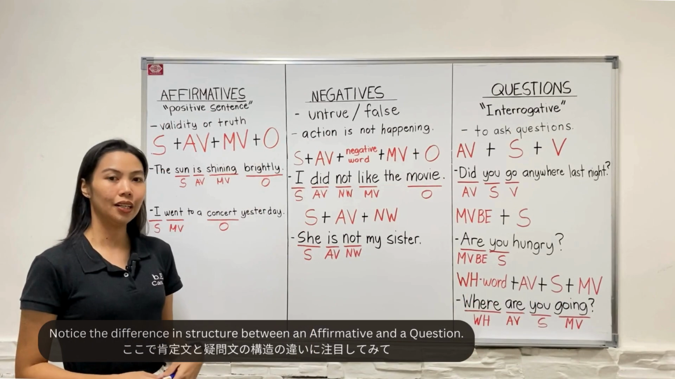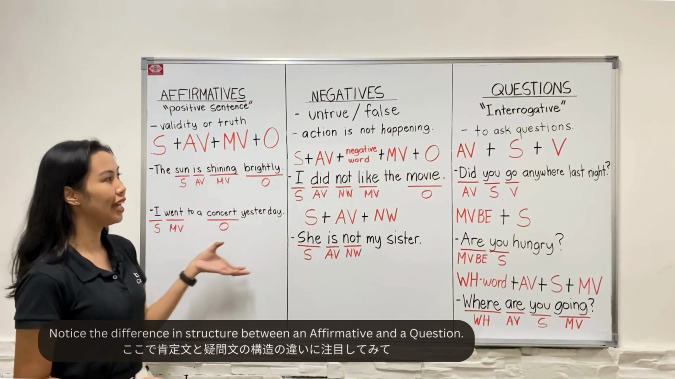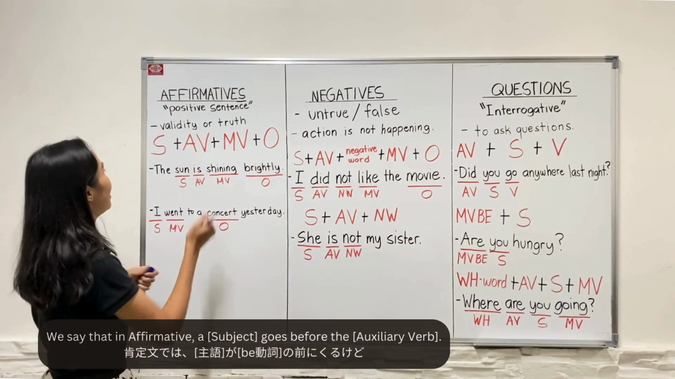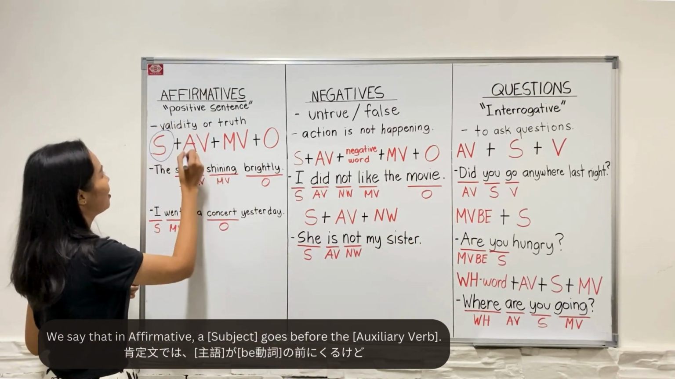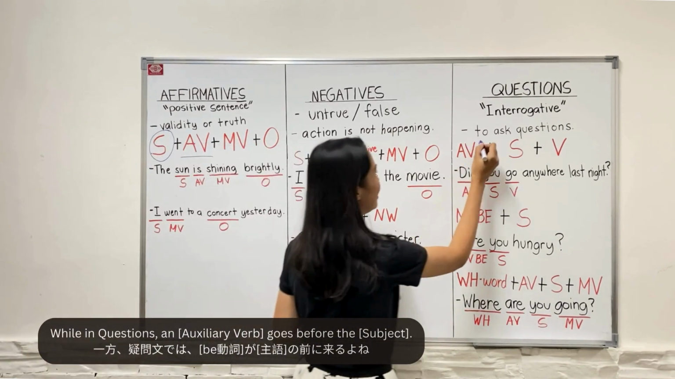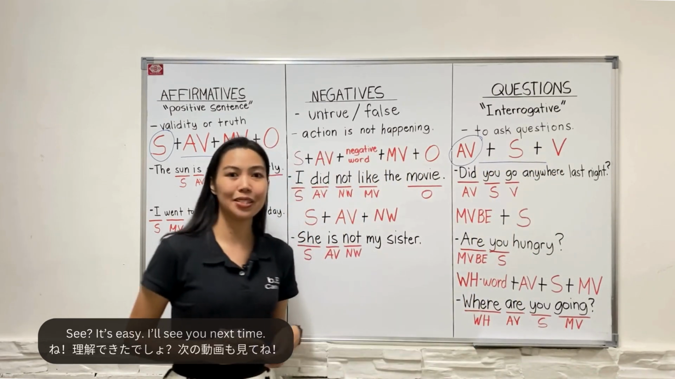verb. Notice the difference in structure between an affirmative and a question. So we say that in affirmative, a subject goes before the auxiliary verb, wherein in questions, an auxiliary verb goes before the subject. So see, it's easy.